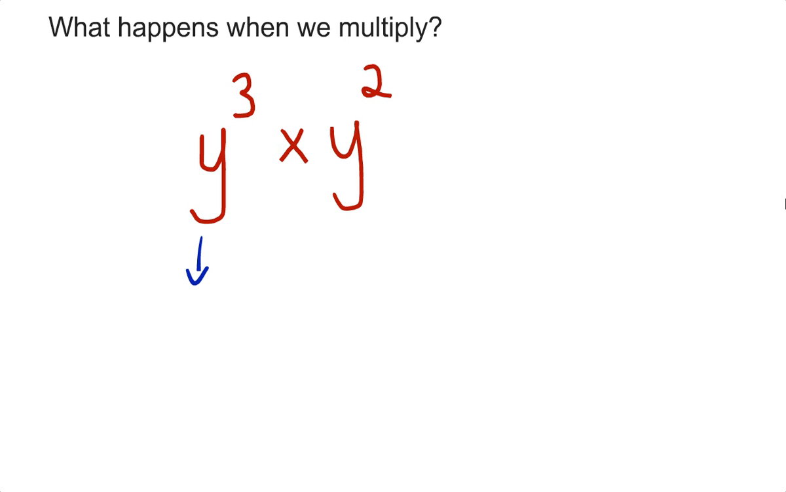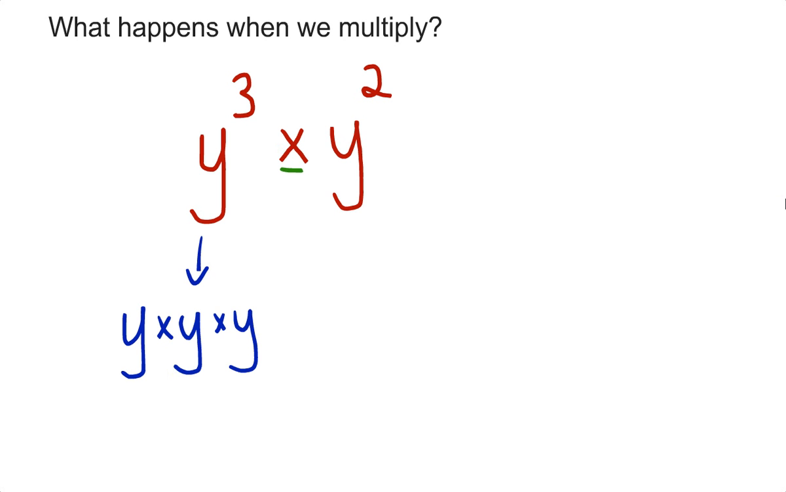Now, this is a question that I quite often get asked. What happens when we've got, let's take the letter y to the power of 3, and we multiply it by y to the power of 2? I'm going to take us right the way back to first principles, which is what we've just worked out. This number you can write as y times y times y.